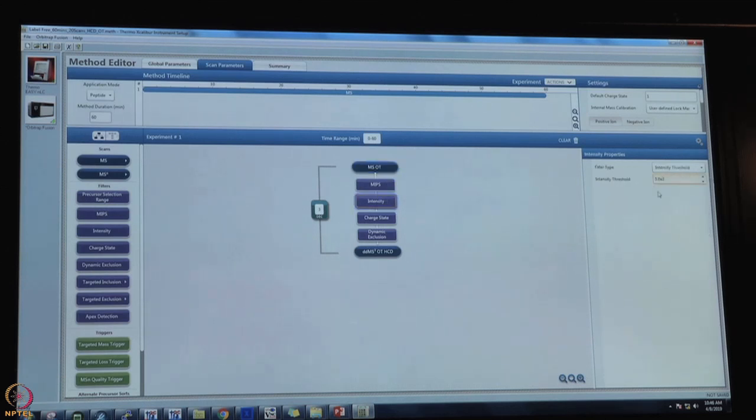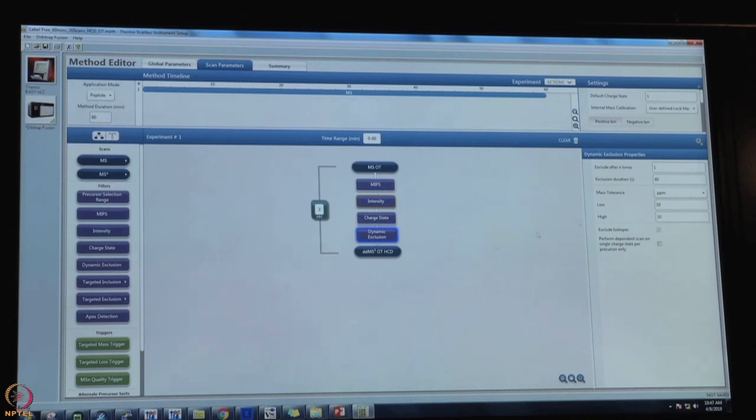For intensity, you have to define the intensity threshold, which is 5.0 e to the power 3. Generally peptides are charged, so I have to define the range of charge. Here you can see I am keeping 2 to 6. It will not take singly charged ions or more than 6; it will consider only 2 to 6 charged peptides. And then I am defining dynamic exclusion, which is 40 seconds here.